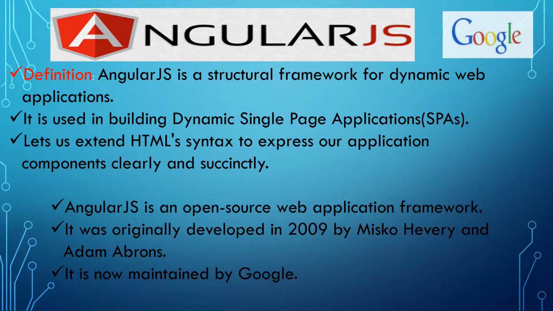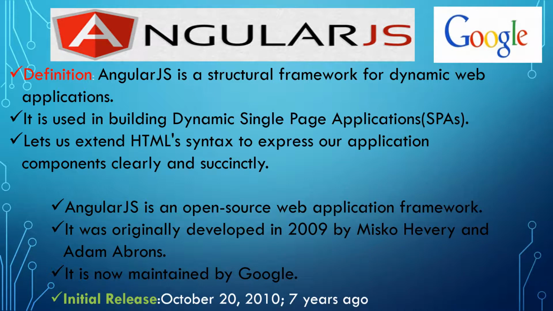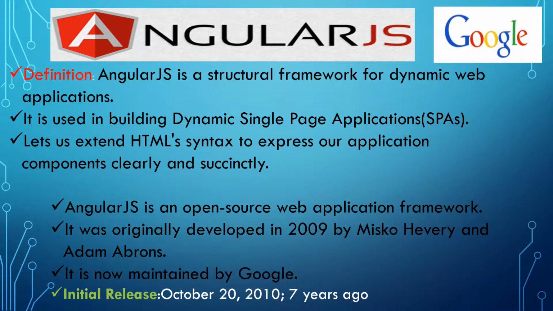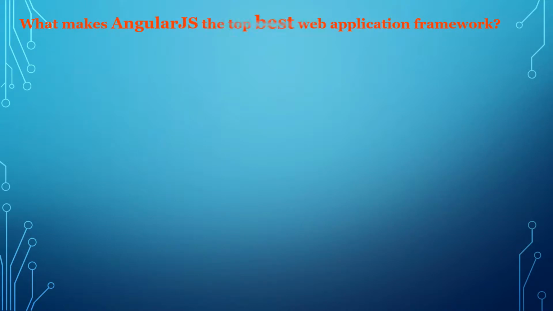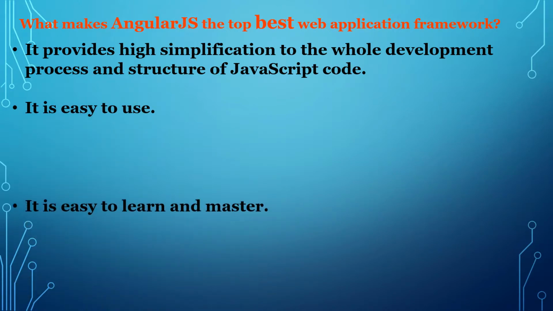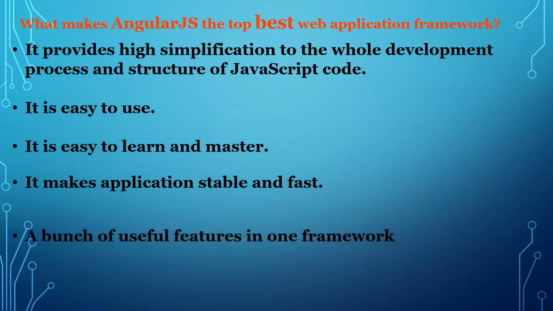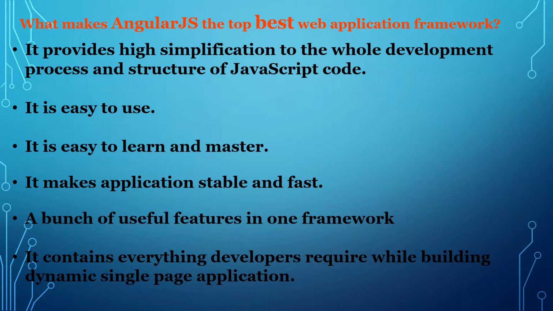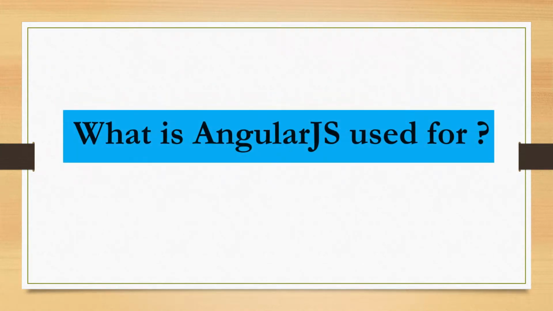It was initially released on October 20, 2010. That was 7 years ago, but it still remains as a top best framework. So why? What might be the reason for it? It is simple because it is easy to use. It provides high simplification to the whole development process which takes place in JavaScript. Now you know what is Angular JavaScript, and if you want to know where Angular JavaScript is used, stay with me. What is Angular JavaScript used for?